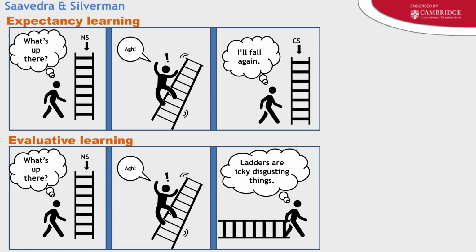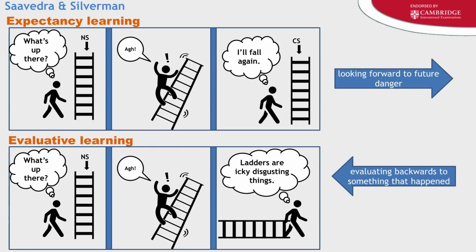So now we have a new element, we have a cognitive element, and we have disgust now thrown into the equation. Another way of looking at this is expectancy learning kind of looks forward to future dangers, while evaluative learning sort of looks backward at something that had already happened. The key difference between the two types of learning is the last stage. Expecting a bad thing to happen, thinking about the bad thing that did already happen. So let's apply it to Saavedra and Silverman specifically.